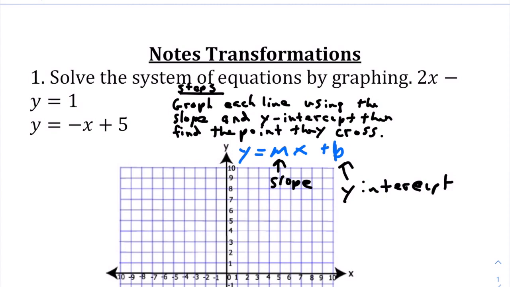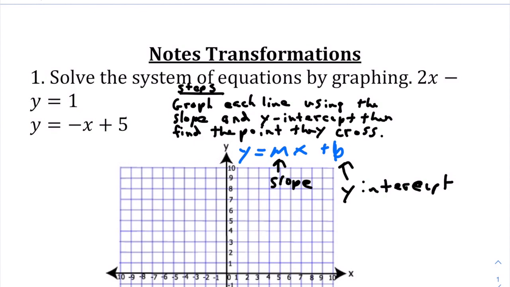We're going to go ahead and start off with our review of systems of equations. The first thing I want you to take a look at is Mr. Johnson's notes there. He has his steps, the first one being graph each line using the slope and y-intercepts, then find the point they cross or where they intercept. So again, remember slope-intercept form, y equals mx plus b, where m represents the slope and b is your y-intercept.